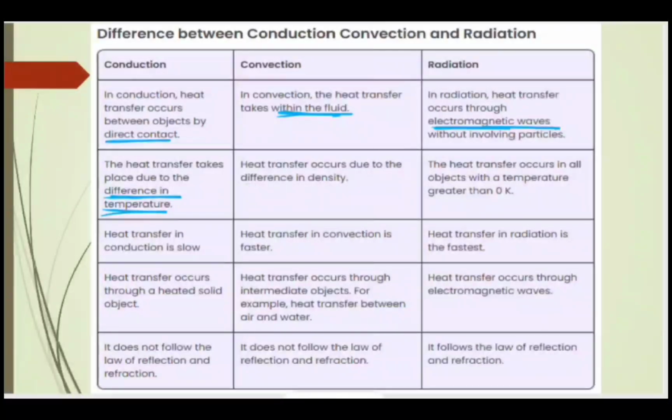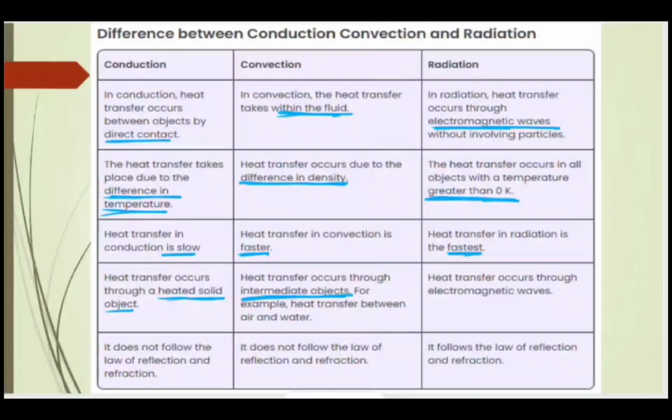In convection, heat transfer occurs due to difference in density. Children, very important: the dense particles settle down, the less dense particles rise up. In radiation, the heat transfer occurs in all objects with temperature greater than 0 Kelvin. Heat transfer in conduction is slow. In convection, the heat transfer is fast, and in radiation, the heat transfer is the fastest. Conduction occurs through a heated solid object. Convection occurs through intermediate objects.